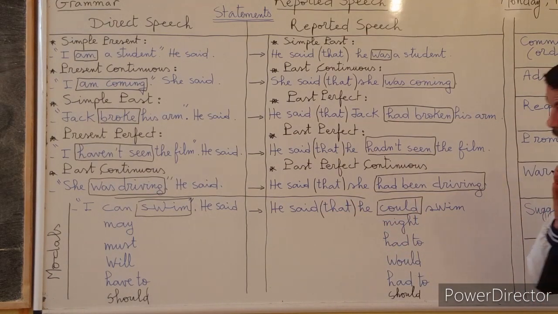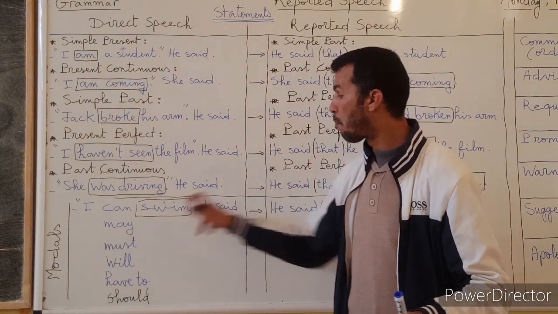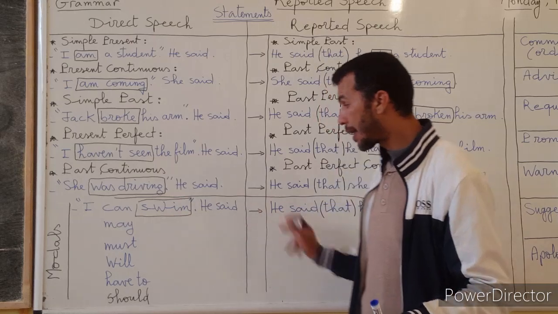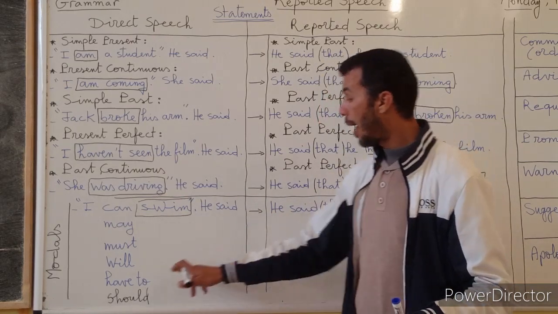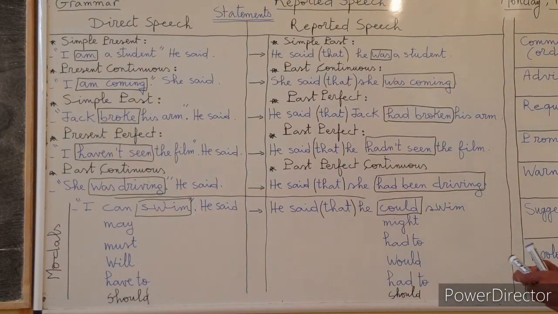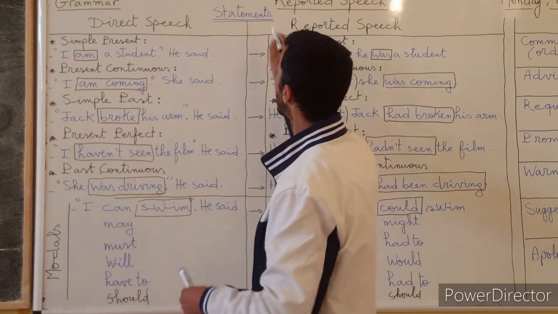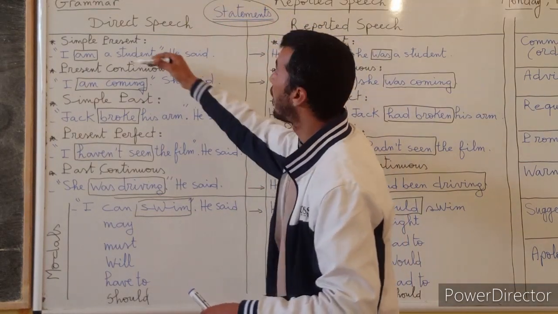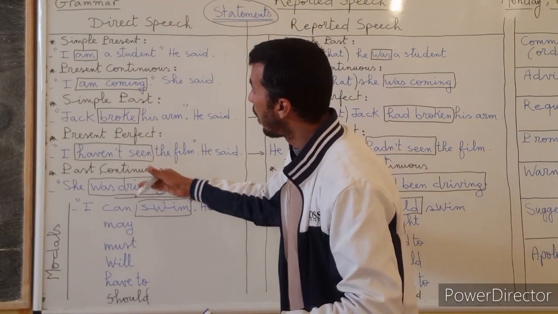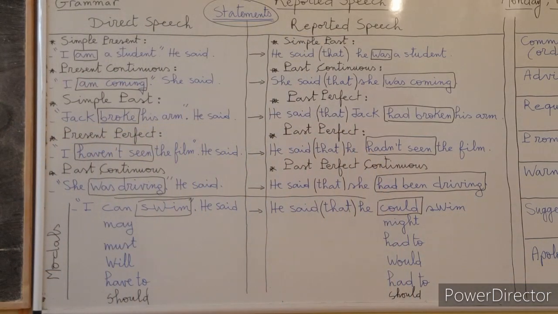So what changes in the modals? Just what we have here: can, could; may, might; must, had to; will, would; and have to, has to, had to. So this is when we are talking about statements. And what do we mean by statements? Examples of what you have right in front of you: simple present, simple past, present continuous, present perfect, etc.